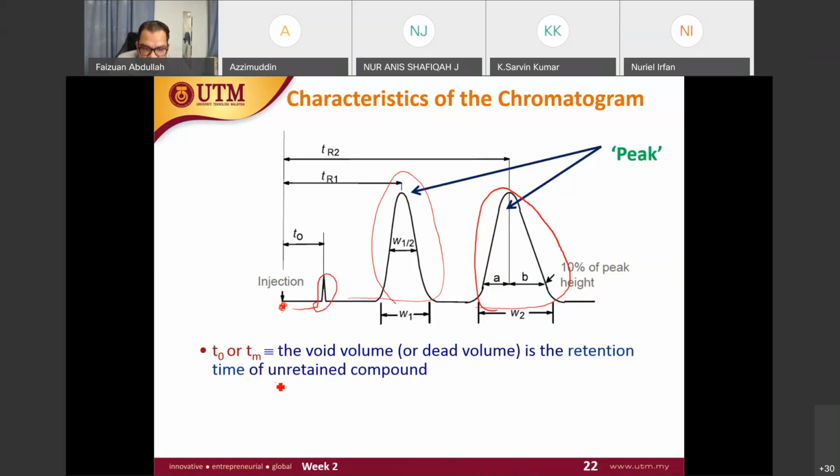Can anybody give me the meaning of the unretained compound? Both of these are peaks from the analyte, but the first one is T naught, the void volume or the dead volume, which is the retention time of the unretained compound.